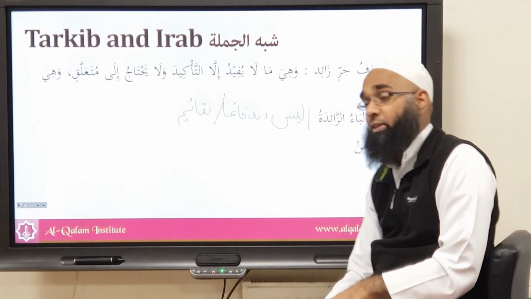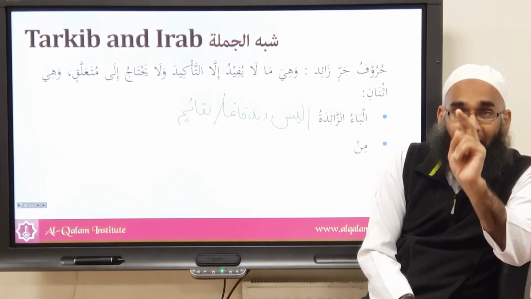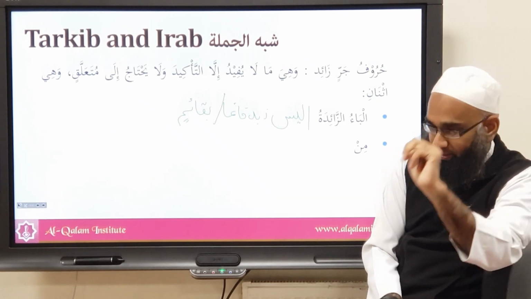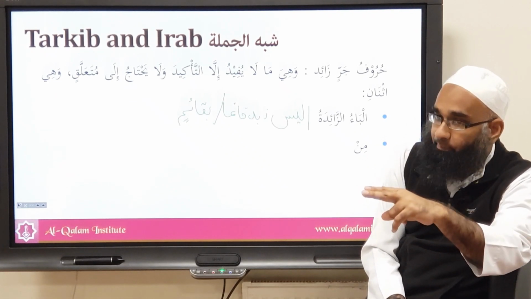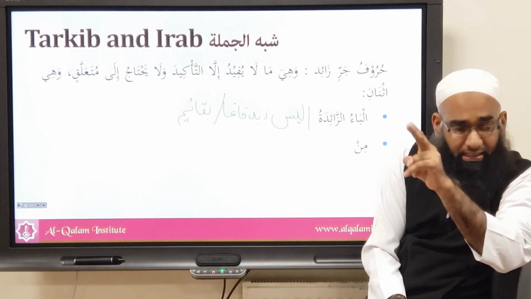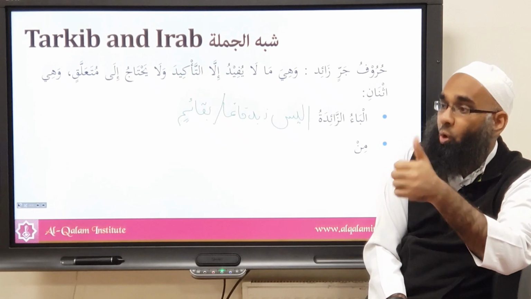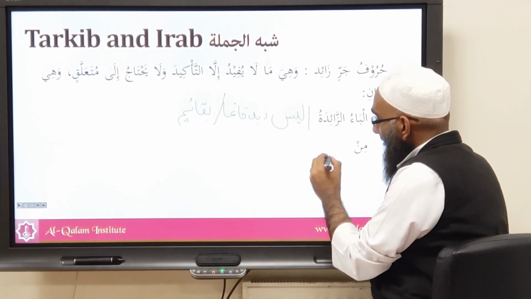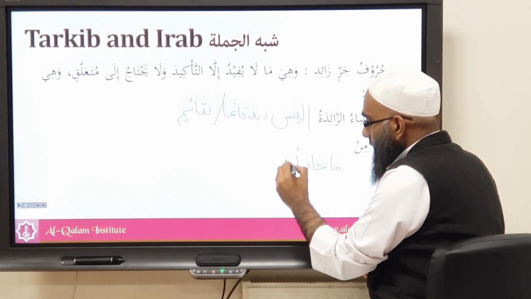Now min. This is very carefully. What happens in min? Sometimes, if you've got a negative sentence, to create an emphasis, you can add the harf jar min to the fa'il or the maf'ul. To create emphasis in a negative sentence, you can add min to the fa'il or min to the maf'ul when it has a general meaning. For example, if I say ma ja'a ahadun, what does that mean?